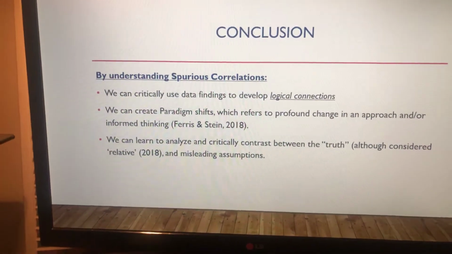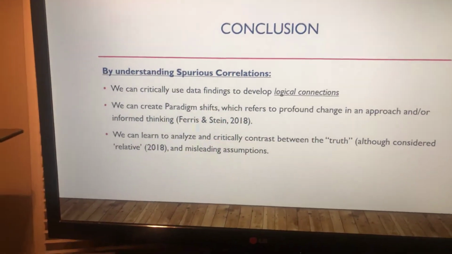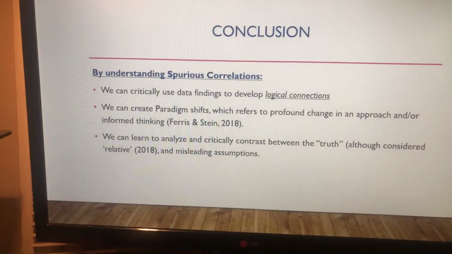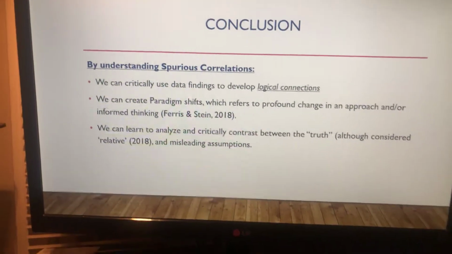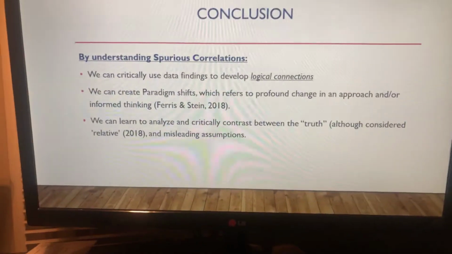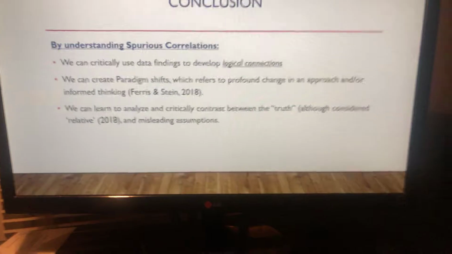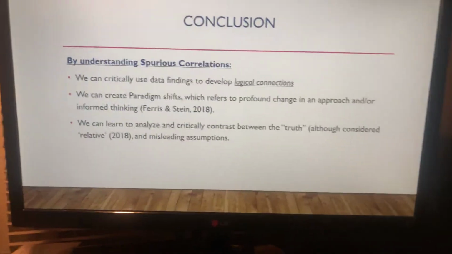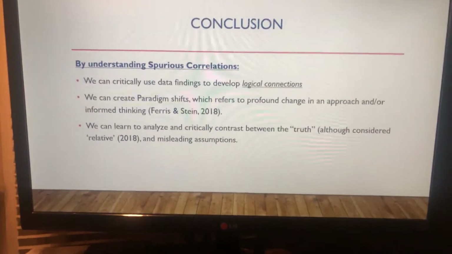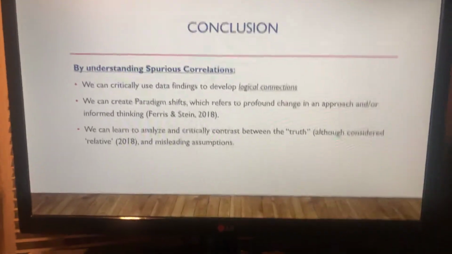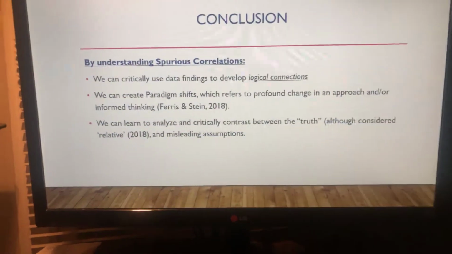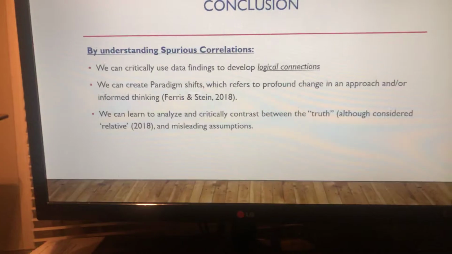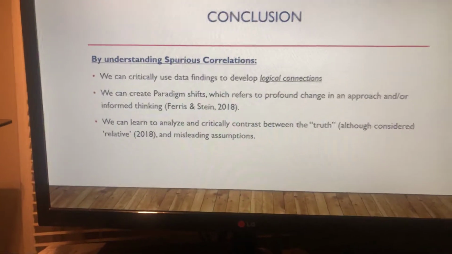So I'd like to conclude by understanding that spurious correlation means that we can critically use data findings to develop more logical connections. We can also create paradigm shifts, which refers to a profound change in an approach or informed thinking. This allows us to think more critically about the idea of does what we are saying actually match up? Are there logical facts to support this, or are we just simply looking on a very objective level at data without looking at it more subjectively?